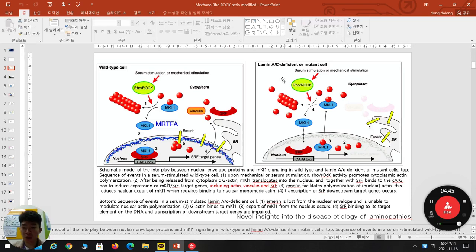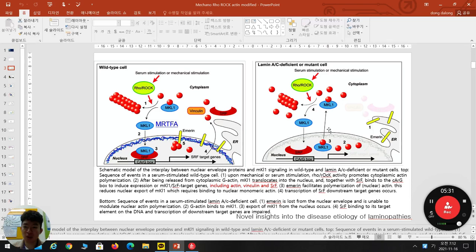But on the right side, lamin A/C is deficient or mutated somehow. What happened? Because there is no lamin A/C, the nuclear actin is gone, right, compared to the left. Because of that, emerin, whose original location is in the nuclear membrane, changes its location to the ER. And then the nuclear globular actin monomer binds to MRTFA, and now it is powerfully going outside.